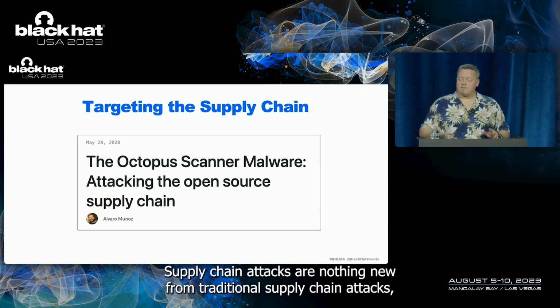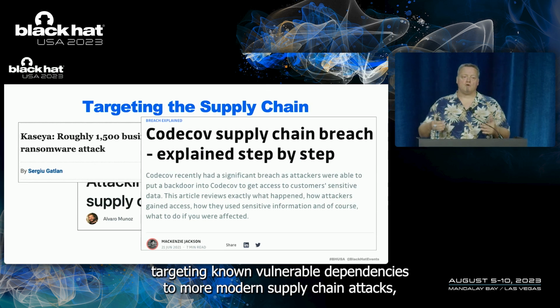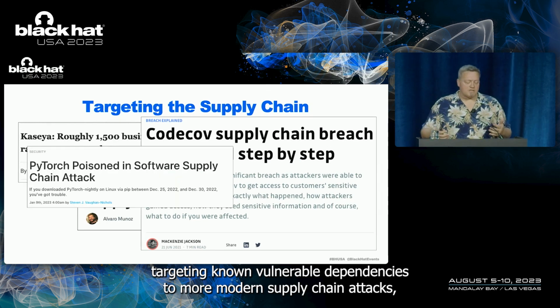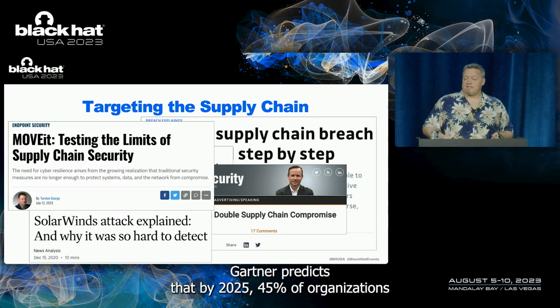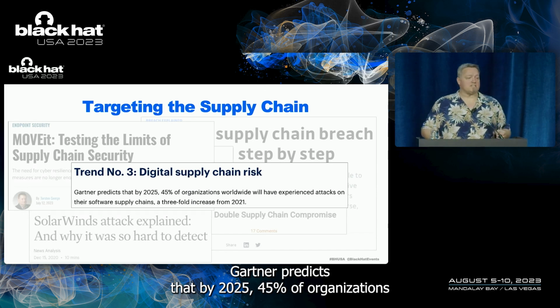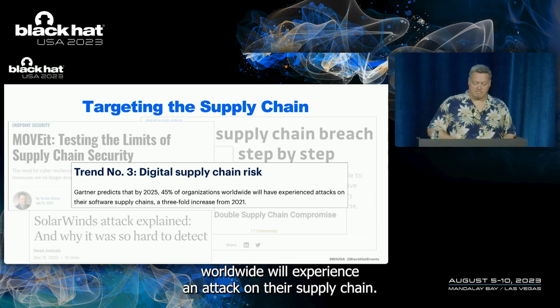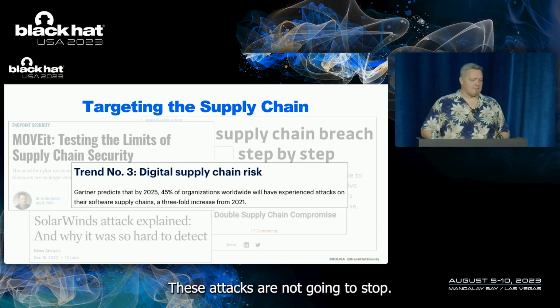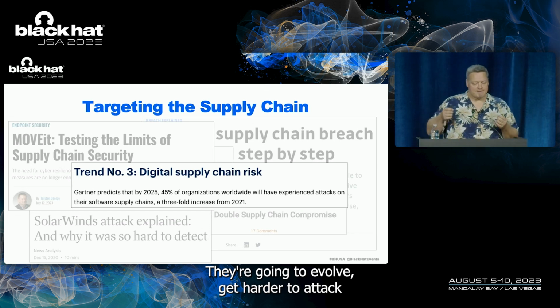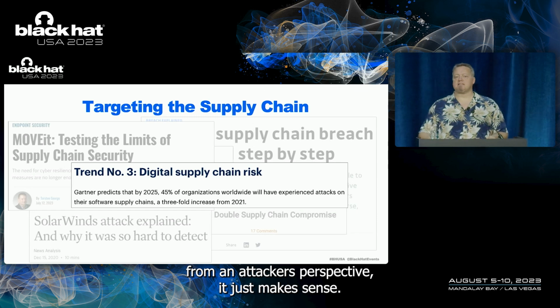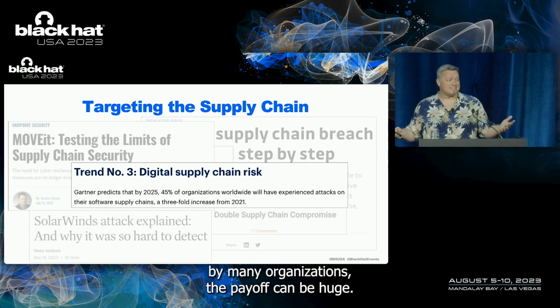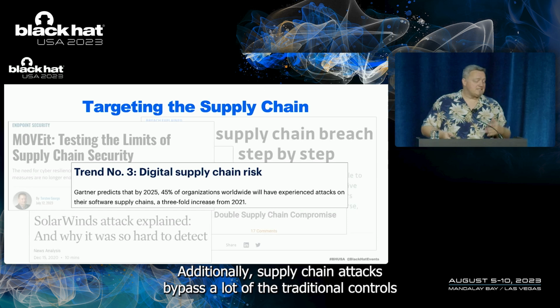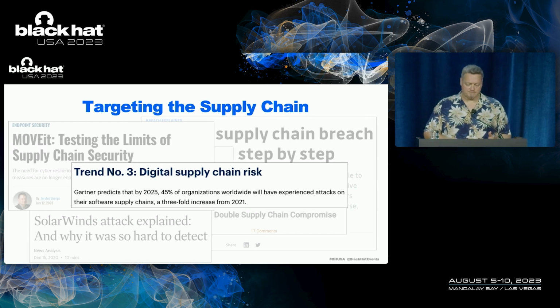Supply chain attacks are nothing new. From traditional supply chain attacks targeting known vulnerable dependencies to more modern supply chain attacks, some of which may require nation-state level support to accomplish, Gartner predicts that by 2025, 45% of organizations worldwide will experience an attack on their supply chain. These attacks are not going to stop. They're going to evolve, get harder to detect. From an attacker's perspective, it just makes sense. If I can find or introduce a vulnerability in a component used by many organizations, the payoff can be huge. Additionally, supply chain attacks bypass a lot of the traditional controls enterprises have put in place over the years.